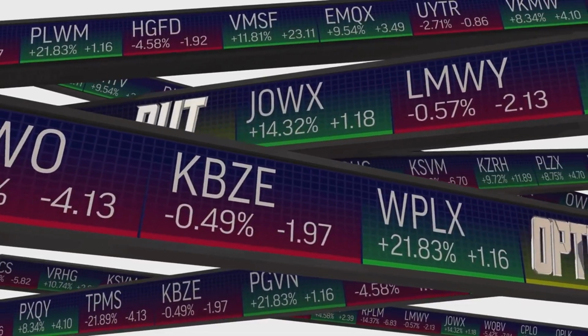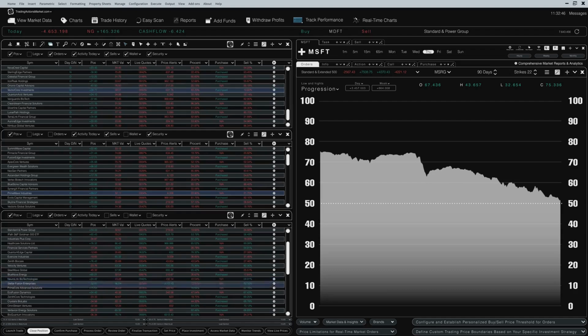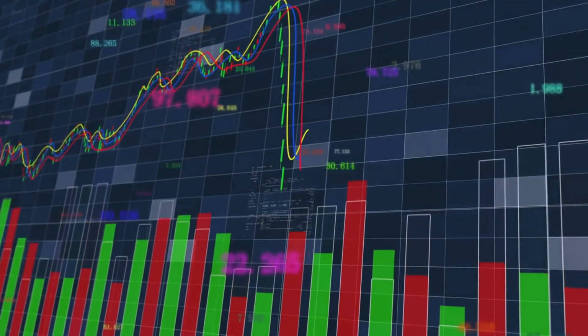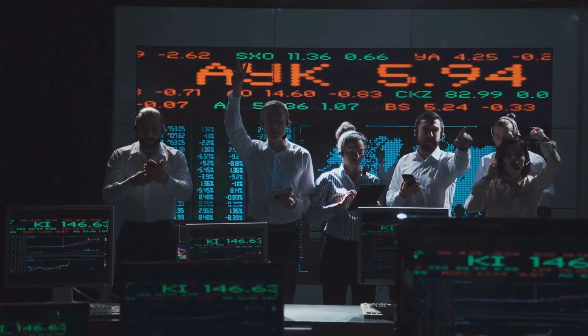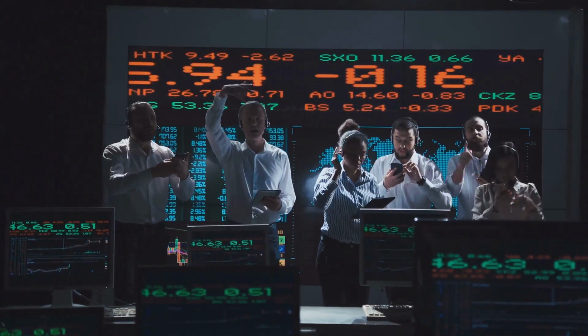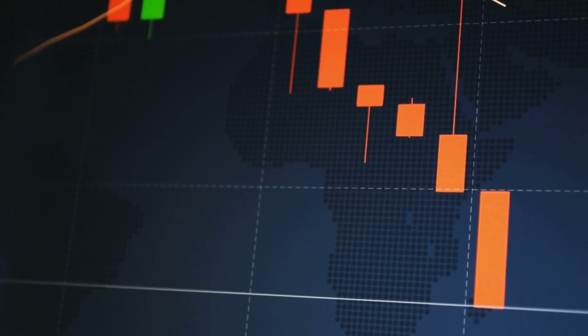Options derive their value from an underlying asset. This asset could be a stock, index, or commodity. The price of the option fluctuates based on the price movements of this underlying asset. This connection to the underlying asset is what makes options trading potentially profitable. However, it also exposes traders to various market risks.